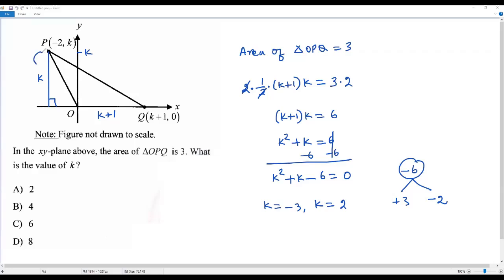Actually, K is the height of the triangle. Height of the triangle cannot be a negative value. So we can reject the value negative 3 for K. We can accept the positive 2 for K. So therefore, the value of K is 2. We find 2 in option A. The correct answer choice for this question is option A.